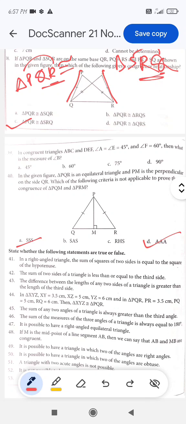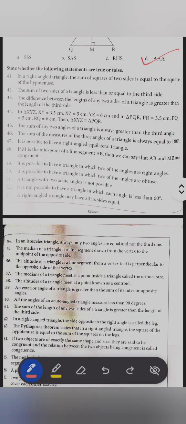RHS also, it is possible that the right angle triangle M is 90 degree, and hypotenuse PQ is equal to PR, and the side is equal also there. So only this one, option D. Okay, so let's solve the next one.